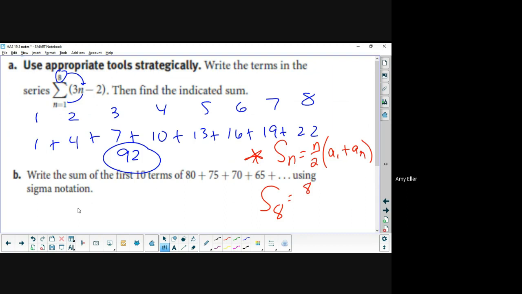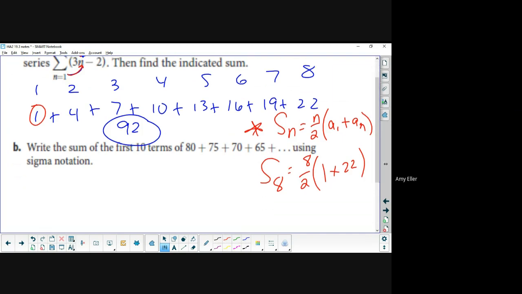N is 8. My first term, plugging in 1 gives me 1. Plugging in 8 gives me 22. I get the same answer. This is how I would like us to do it in the future. Notice it's linear, which means it's arithmetic. And you're summing up a bunch of terms, which is exactly what S sub n means.